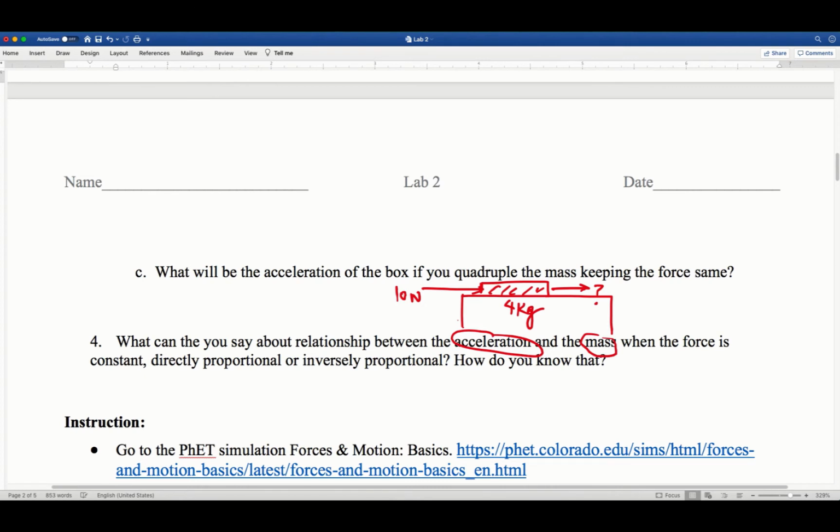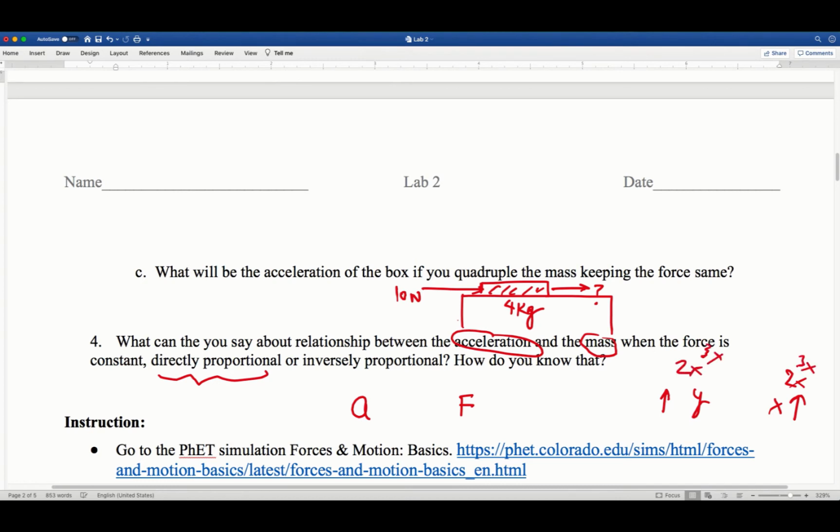Okay, so you need to decide whether the acceleration is directly proportional to force, or is it inversely proportional to force. Again, direct proportional is when you increase one, the other one also increases by the same proportion. Okay, that's the direct relationship. If you double this, this also doubles. If you triple this, this also triples.